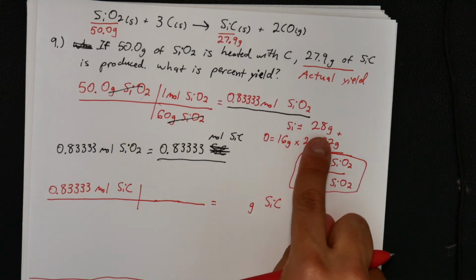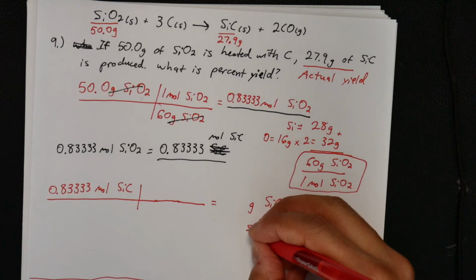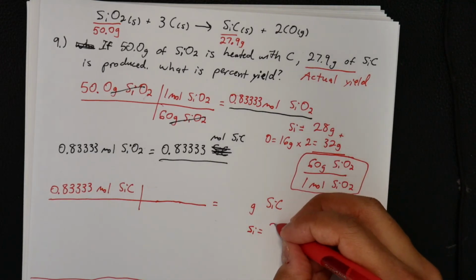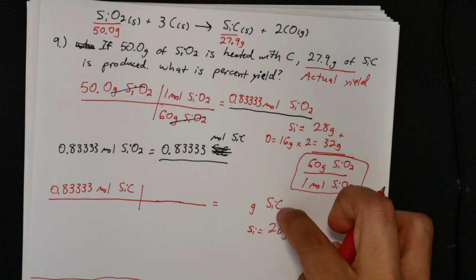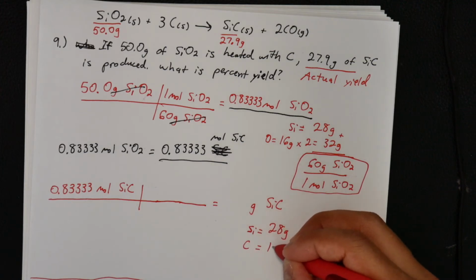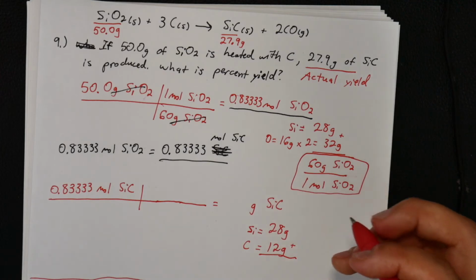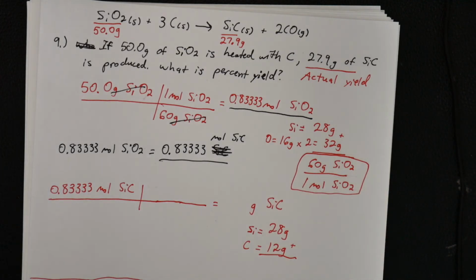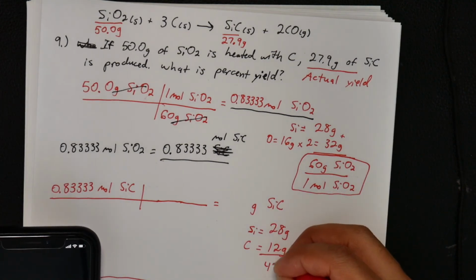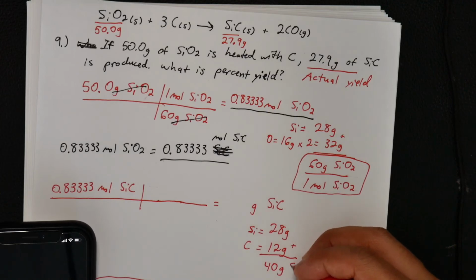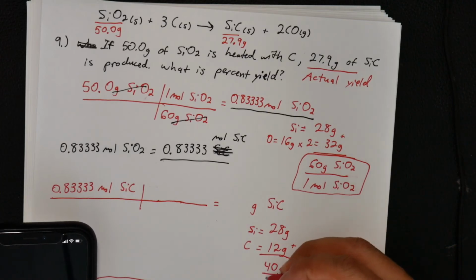So silicon, we already have the molar mass for silicon. We've written it up above, so that's 28 grams. And carbon has a molar mass of 12 grams. Okay, I just know this off the top of my head. If you want to look on a periodic table though to find it, go ahead. So if we add these together, 28 plus 12, we find that the molar mass for silicon carbide is about 40 grams per mole.